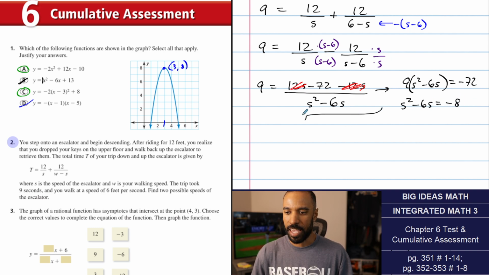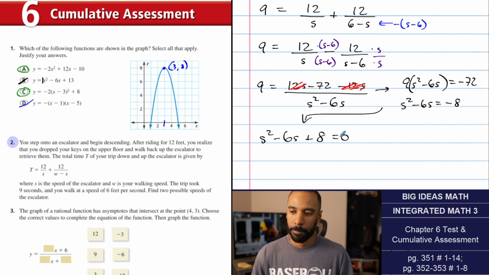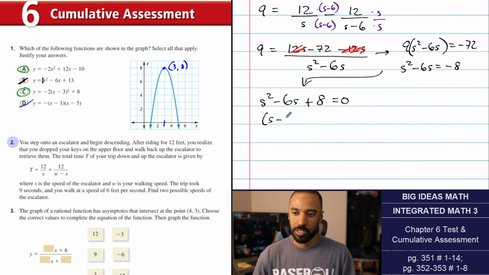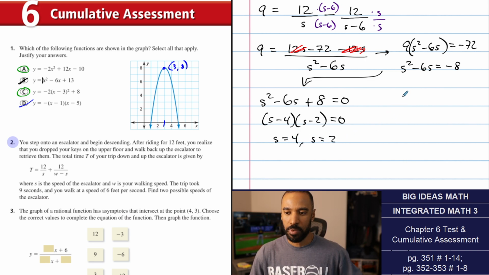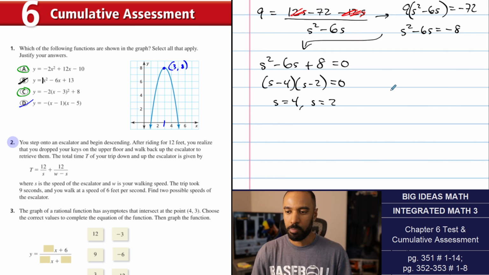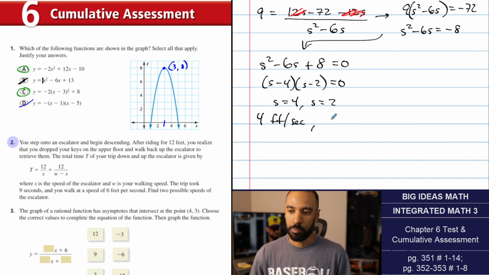And now I can add that 8 over. Kind of confusing looking information, but we still have it. Plus 8 equals 0. And now we have S minus 4 times S minus 2 equals 0. So S can either equal 4 or 2, which means the speed of the escalator can either be 4 feet per second or 2 feet per second.